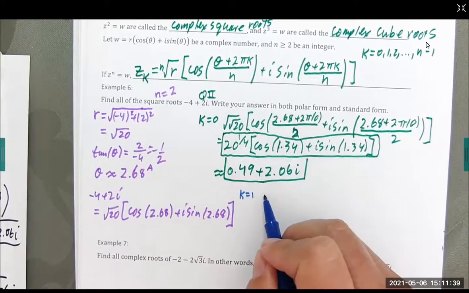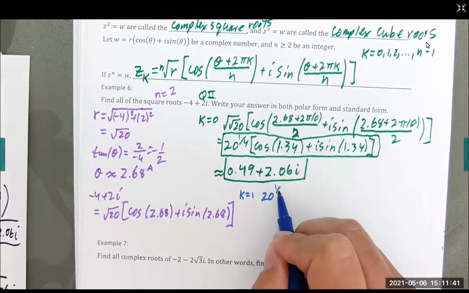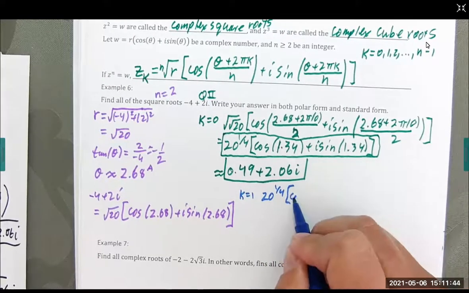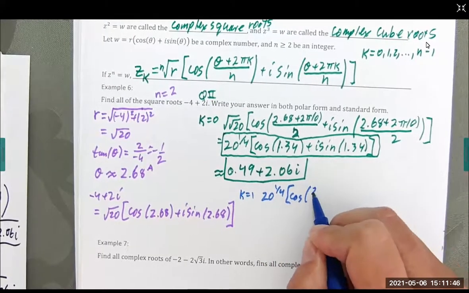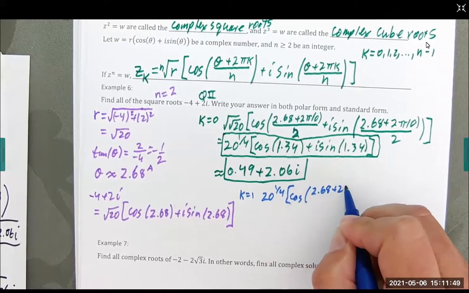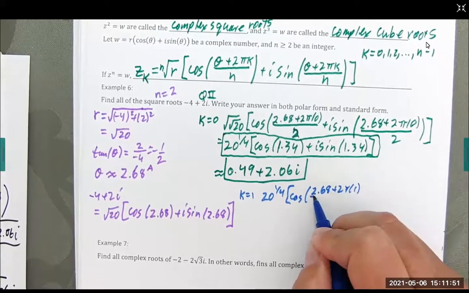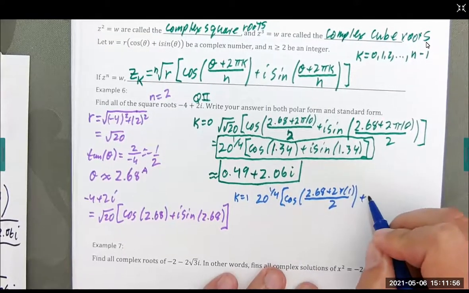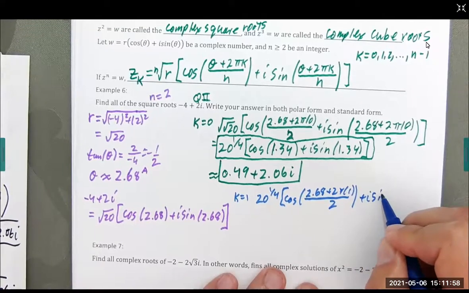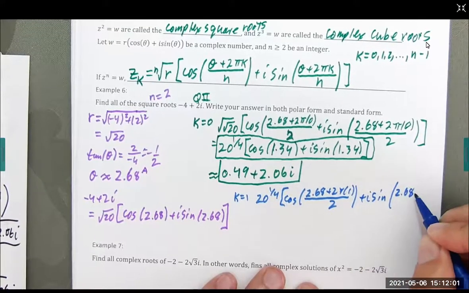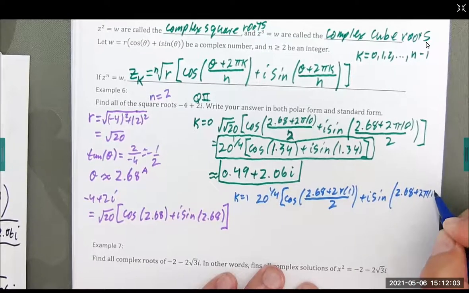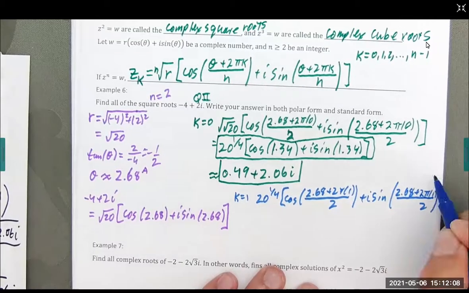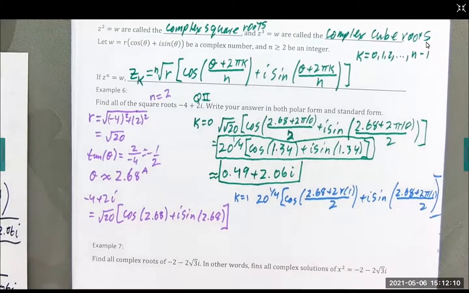So we still have 20 to the 1/4 power times the cosine of 2.68 plus 2 pi times 1 over 2, plus I sine of 2.68 plus 2 pi times 1 over 2. And let's see what that messy thing is.